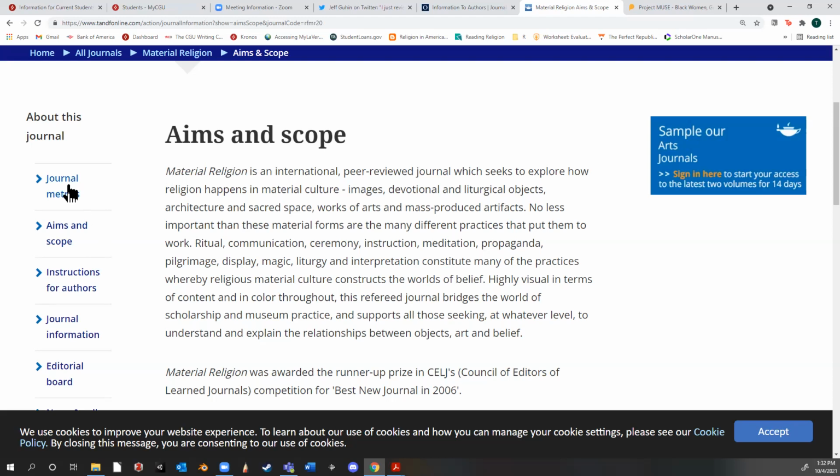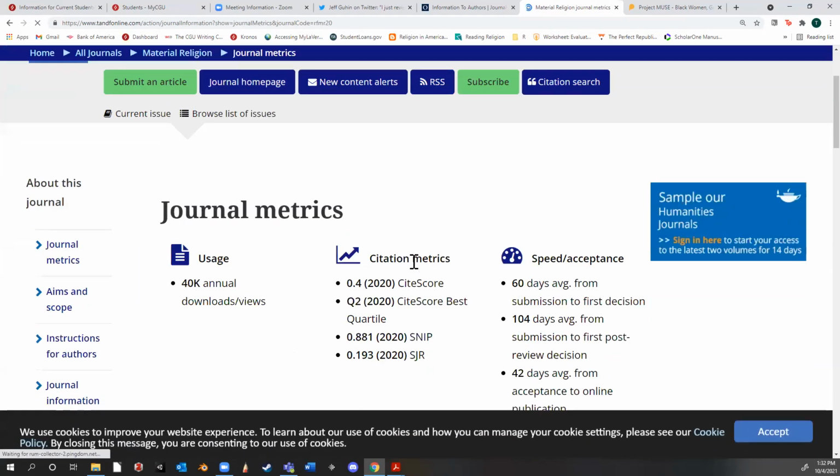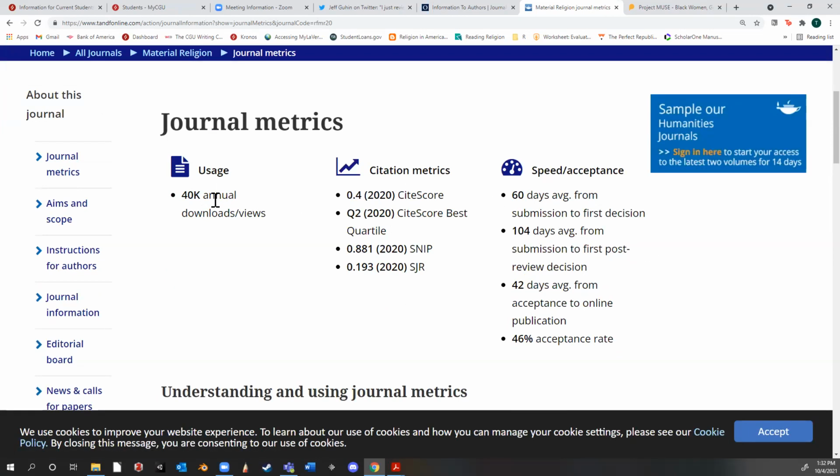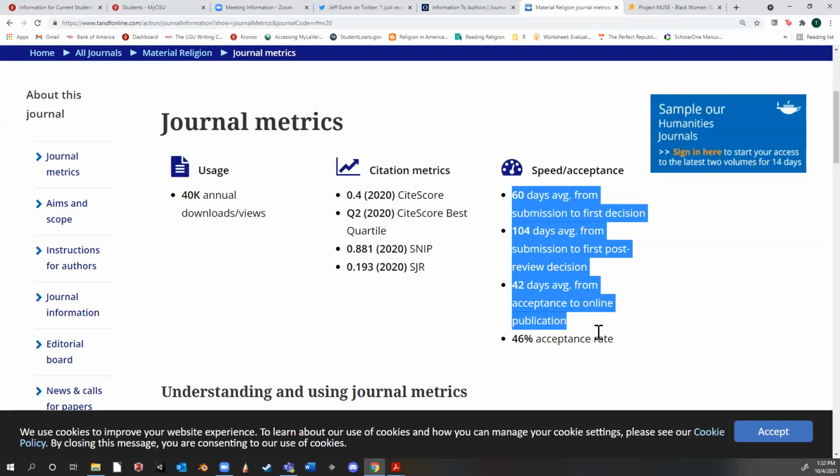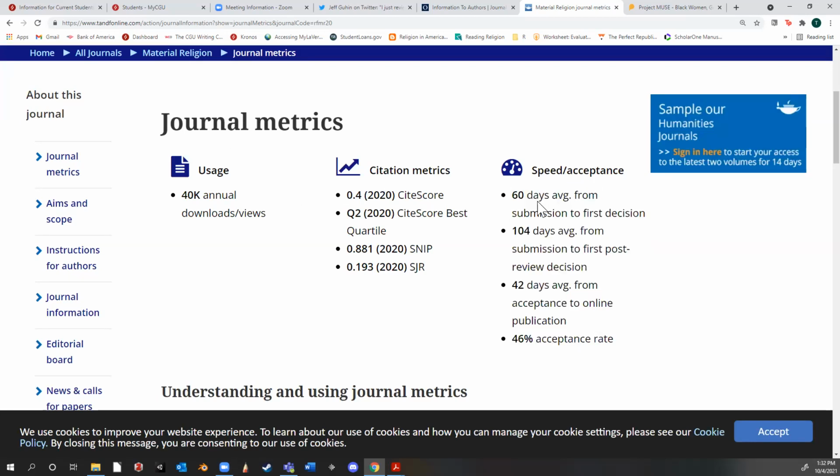Speaking of rank, sometimes journals will post things here, like you have journal metrics. You'll get the number of annual views or downloads. This is actually a pretty useful one. For Material Religion, you have 60 days from submission to first decision, 104 days to first post-review decision, and 42 days from acceptance to online publication.